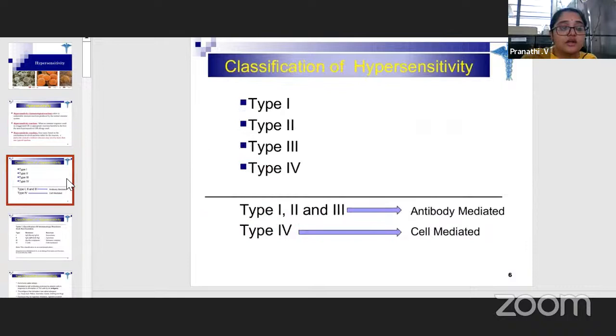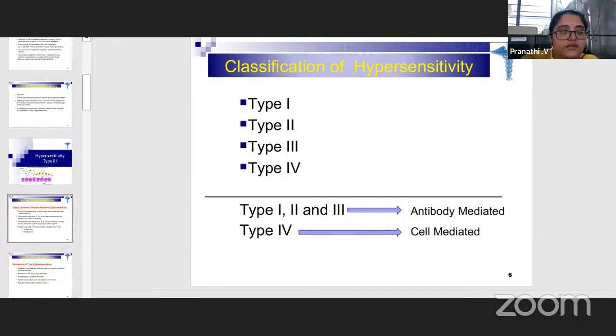So you have type 1, 2, 3 and 4. In type 1, 2 and 3 you have antibodies that are being released, but type 4 is only cell-mediated hypersensitivity. We will just have these.